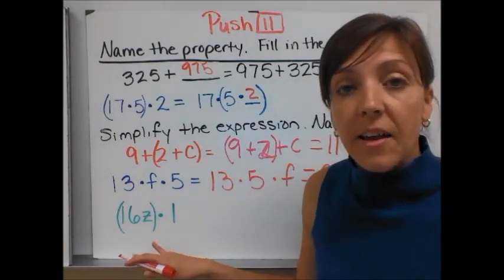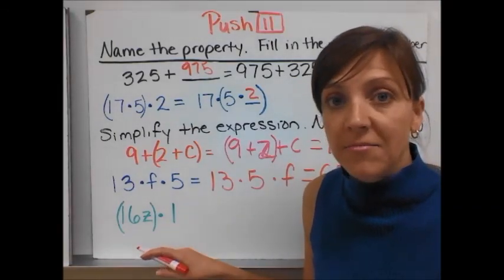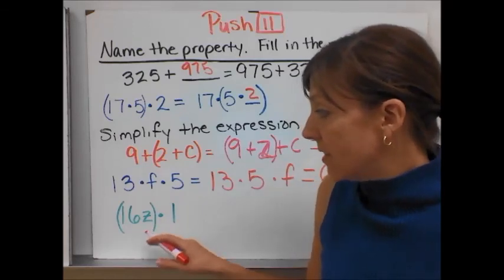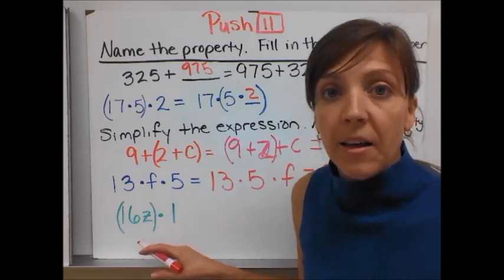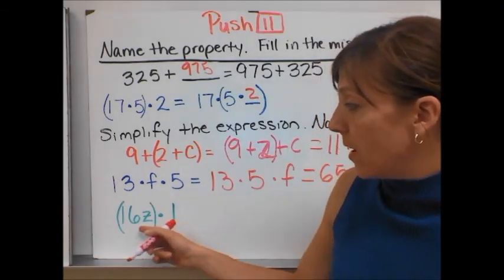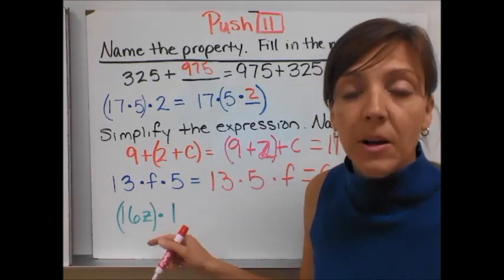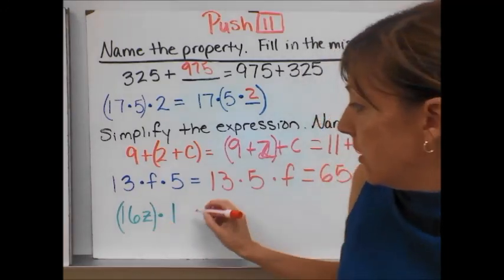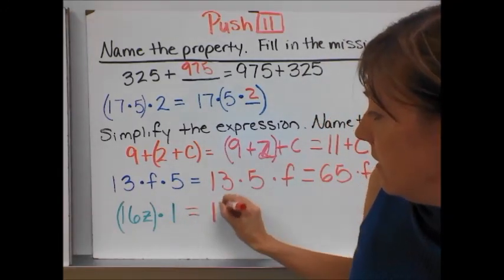All right, last I have 16z times 1. And this is simply identity property of multiplication, because I'm just multiplying by 1, and this is going to look in that one-shaped mirror and see its own identity. So 16z.